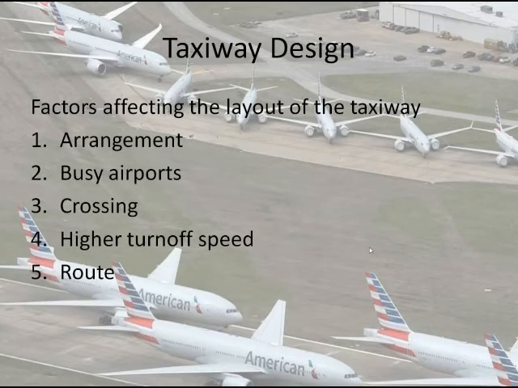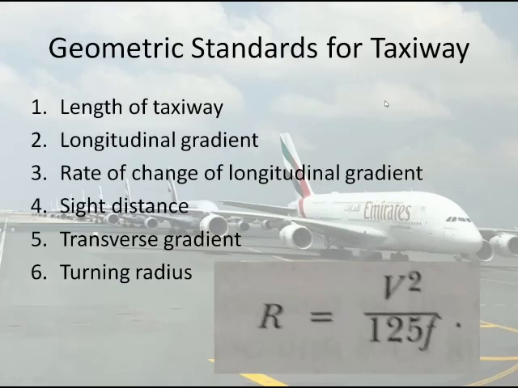Let us move on to the geometric design, or geometric standards, of taxiway. The following 8 elements of the geometric standards of taxiway will be discussed. The first one, length of taxiway. The length of a taxiway depends upon the distance between the apron and the entry end or exit end of the runway. The limiting length of taxiway is not recommended by any organization, but to save fuel consumption, it should be as short as practicable.